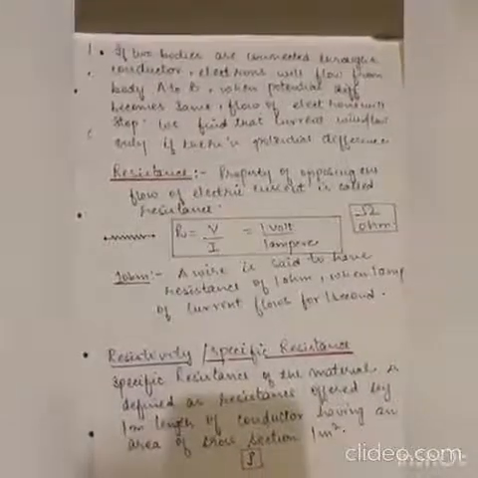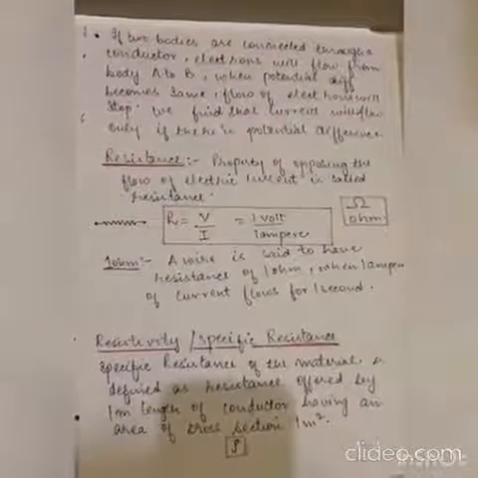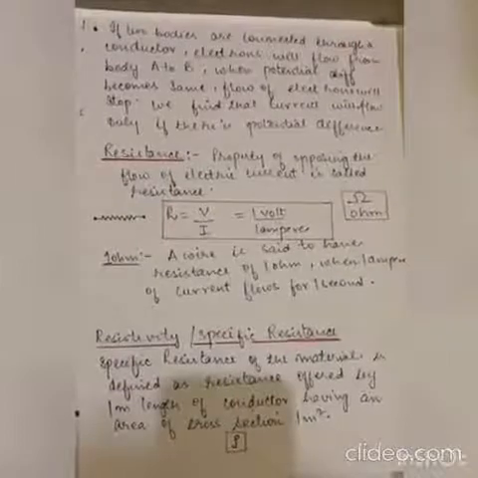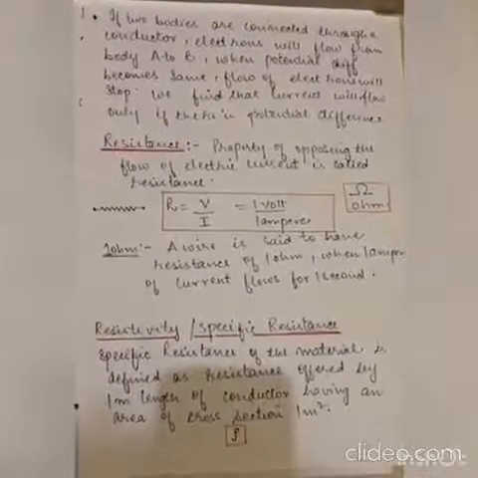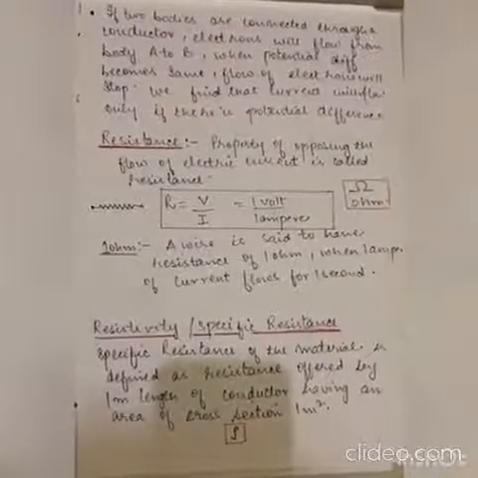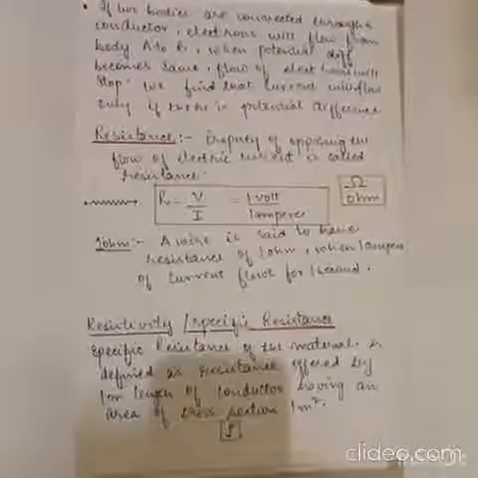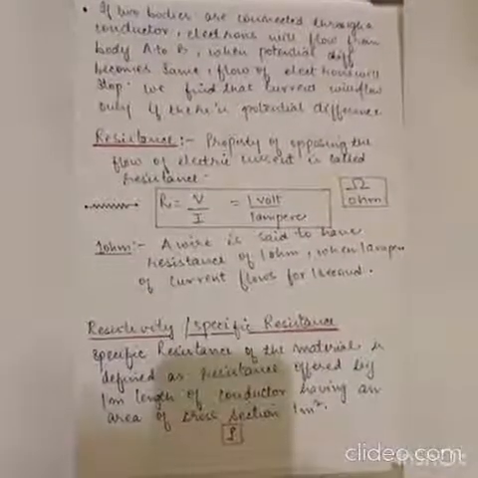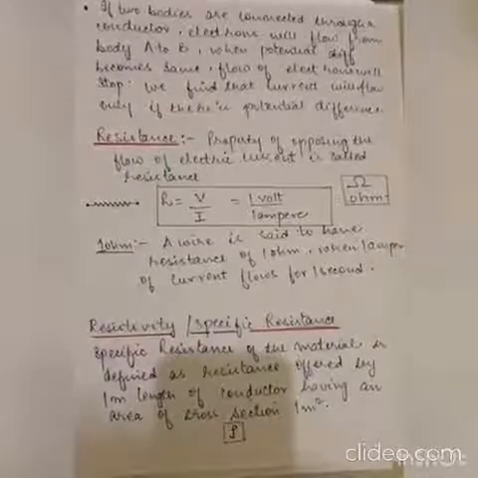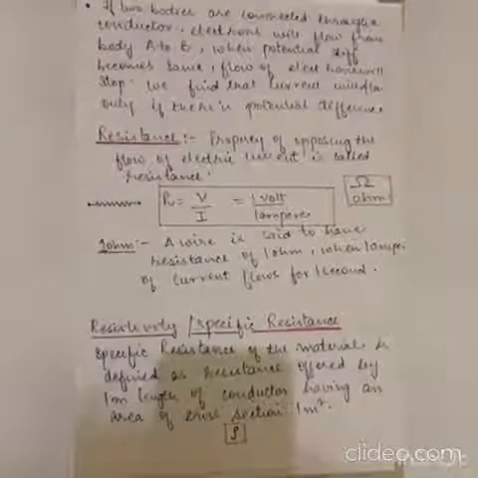So next is, if the two bodies are connected through a conductor, electrons flow from body A to B when there exists a potential difference. Flow of electrons will stop when the potential becomes the same. We find that current will flow only and only if there is a potential difference.